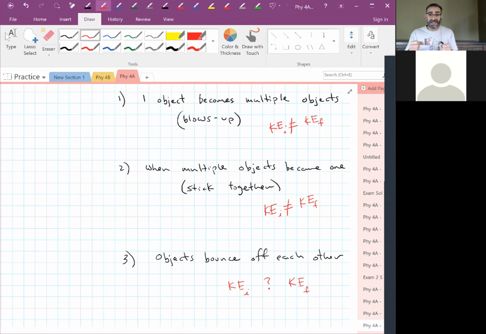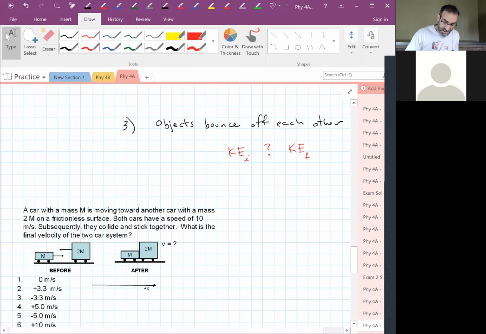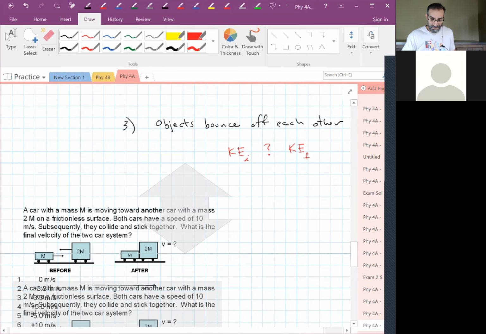But there are also cases where things bounce off each other and the kinetic energy is not the same before and afterwards because of sound that's given off. The surfaces heat up a little bit when they collide with each other. Even hard objects that collide, the surfaces heat up a little bit. So we don't know. It might be the same, it might not be. We would need more information.